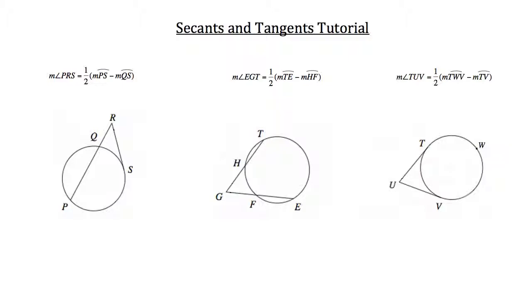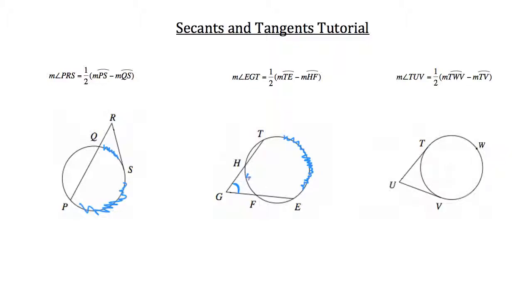So in the figure on the very left, we have a secant PR and a tangent RS. And the angle there, PRS, is going to be equal to 1/2 of the arc PS, which is right here, minus the arc QS, this interior arc right here. Now let's take a look at the middle theorem: this angle, measure angle EGT, is actually going to be equal to 1/2 of the difference of these two arcs, TE, the major arc piece right here, the larger, minus HF, the smaller.